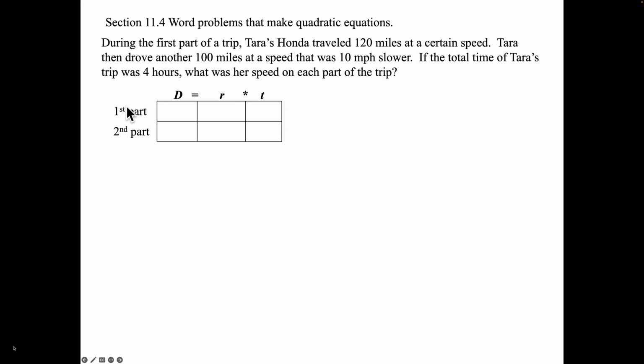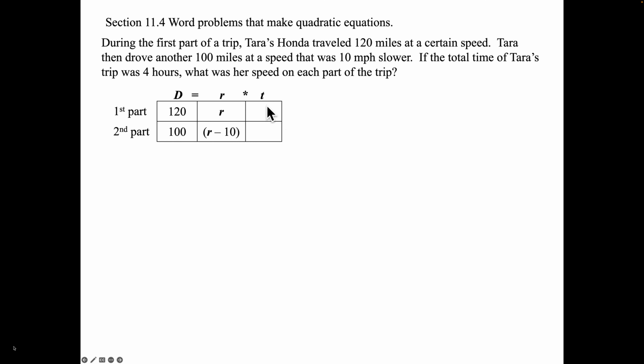First row, that's going to be the first part of the trip, which said she went 120 miles at a certain speed. Call it R because I don't know what it is. They didn't tell me anything about the time. Then she went 100 miles on the second part of the trip, which was 10 miles per hour slower. So this is R minus 10. All they told me was the total time was 4 hours.